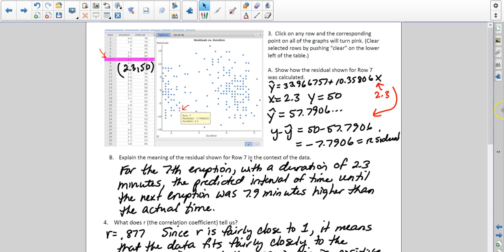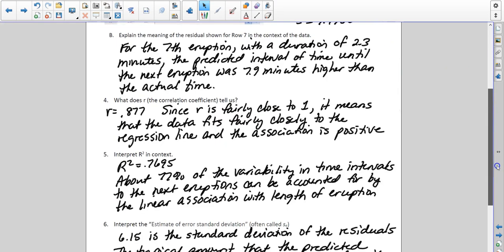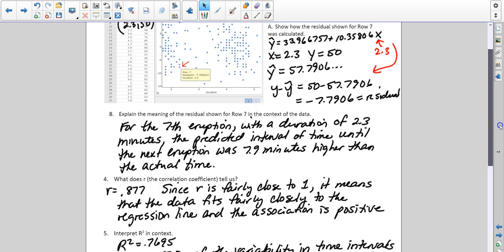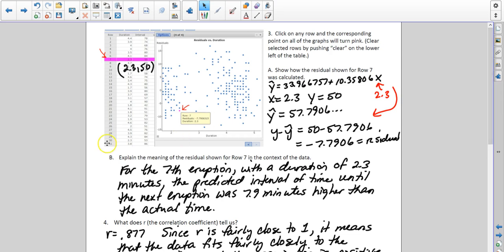Okay, so with this vocabulary review, now we are ready to move on to inference for regression.